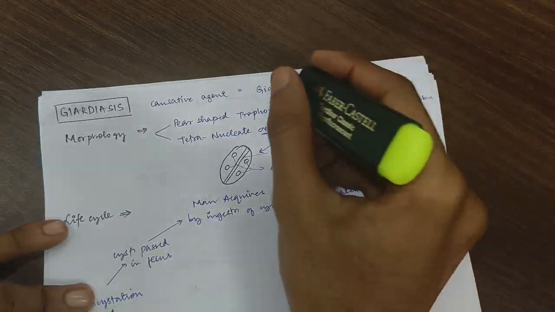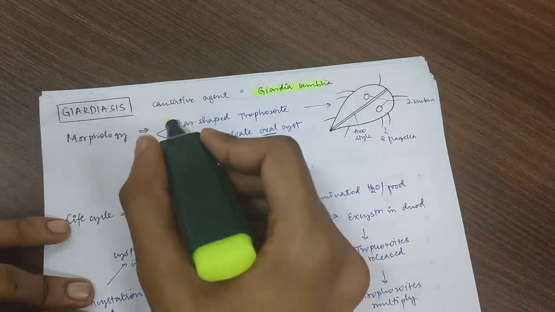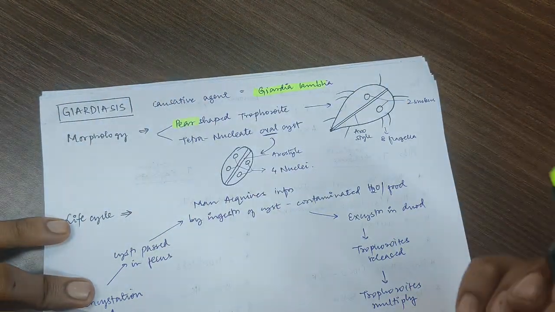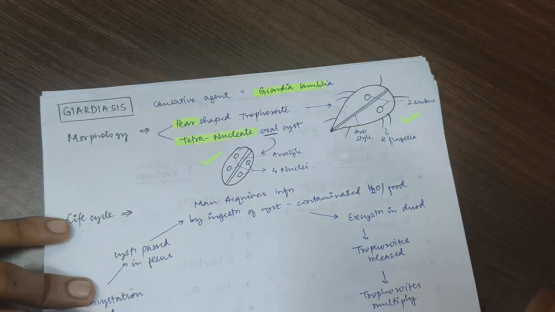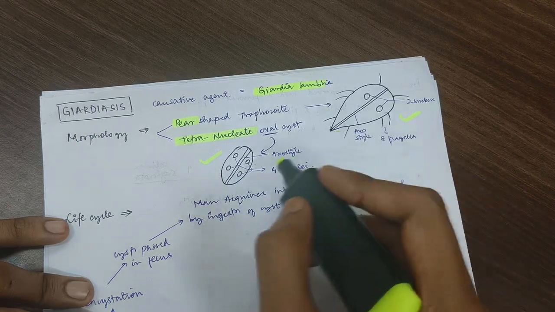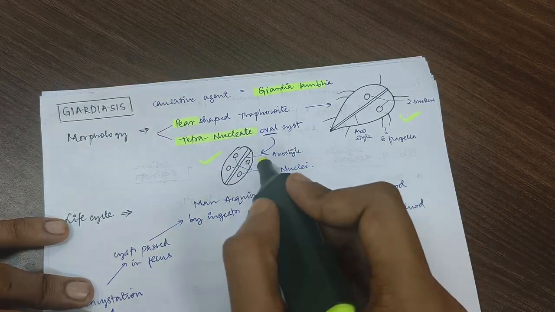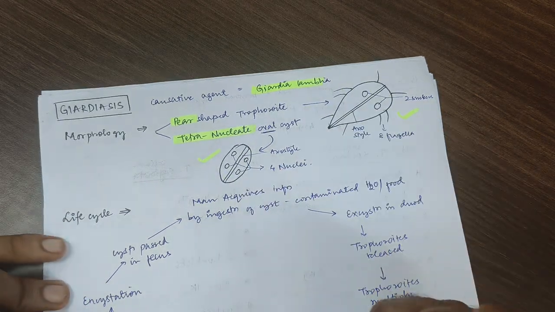Giardiasis is caused by Giardia lamblia. Morphology: it has a pear-shaped trophozoite and a tetranucleate cyst. This is the cyst, this is the trophozoite. The trophozoite has 2 suckers and 8 flagella with 1 axostyle, whereas in the cyst you are going to see the 4 nuclei and 1 axostyle with loss of flagella, because the cyst is non-motile, and the trophozoite is motile.